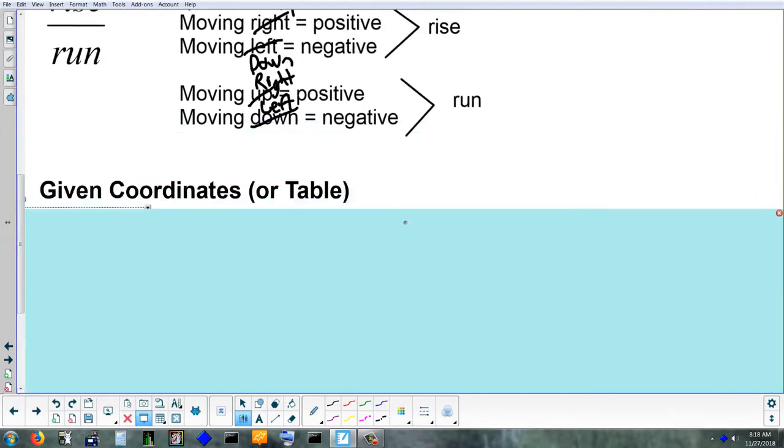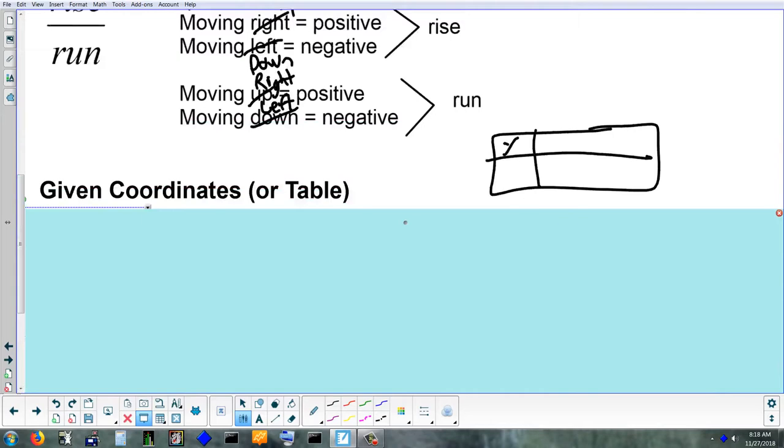We can also give you coordinates, or like I showed you guys at the beginning of the lesson, we can give you a table, like we talked about with the linear functions. We can give you that too. Chances are more times than not this week, guys, you're gonna see the table. But it could work given coordinates.